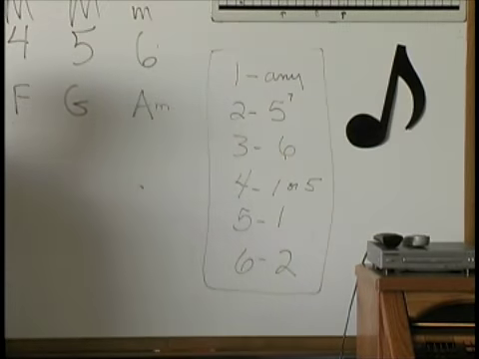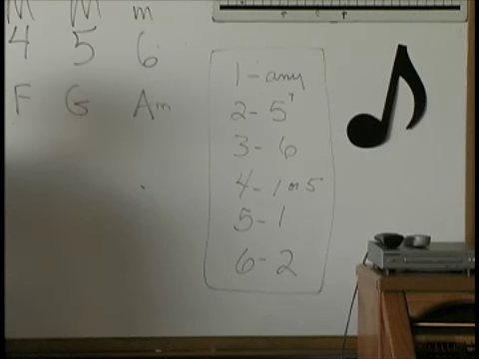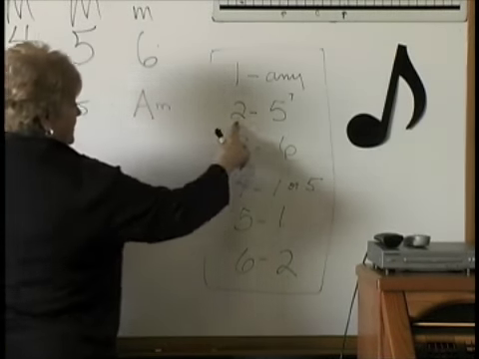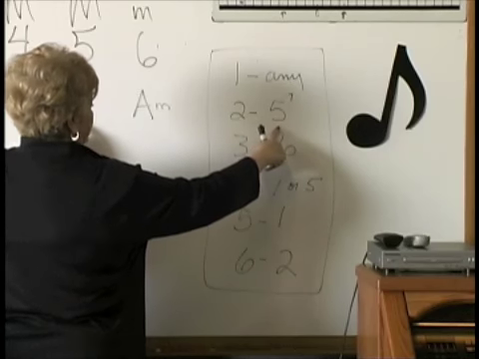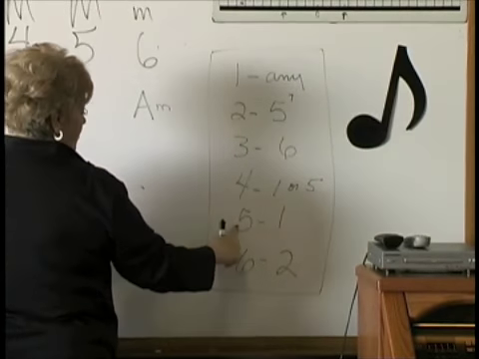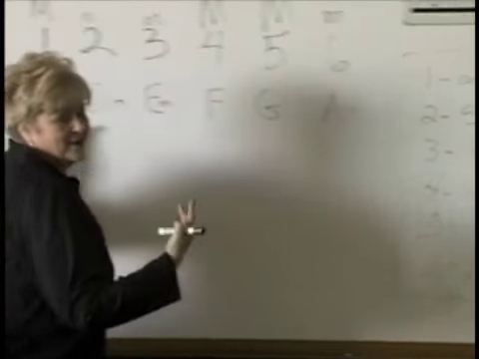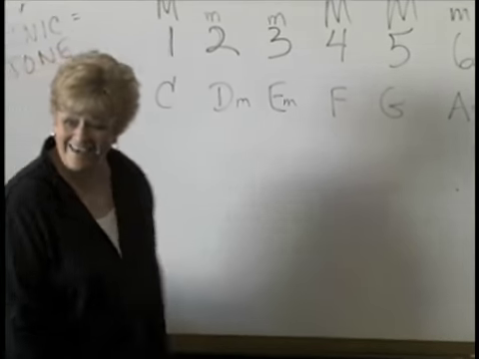2. D minor. And where does 2 go? 5. G. And where does 5 go? They'll always end up back at 1. Is that amazing?